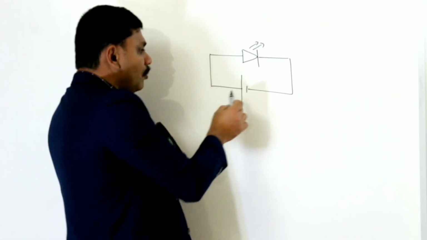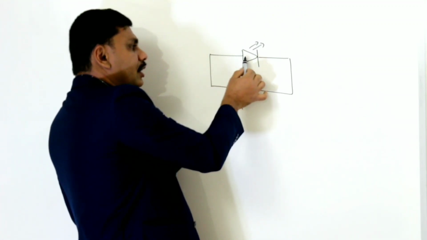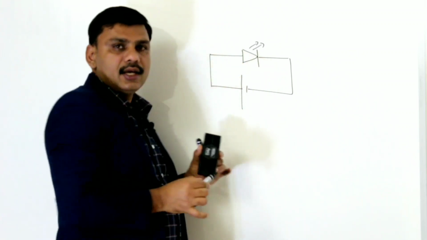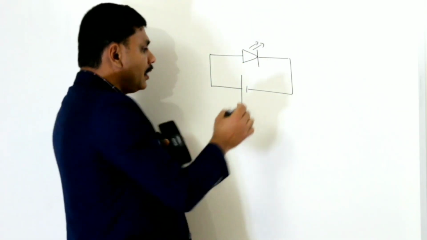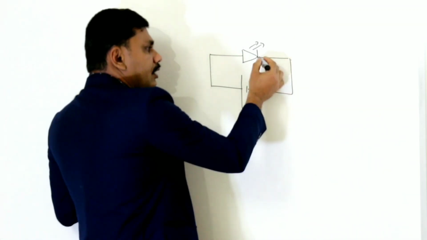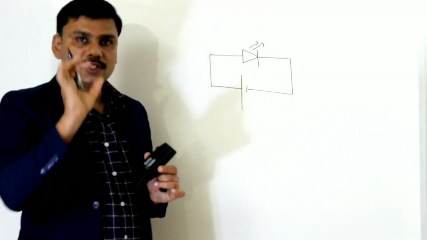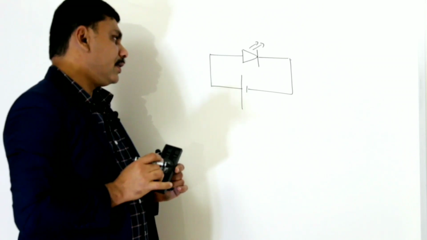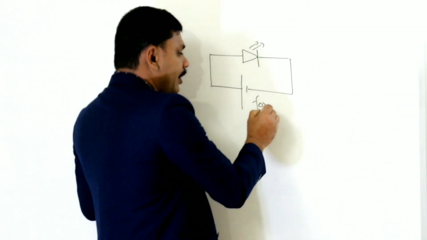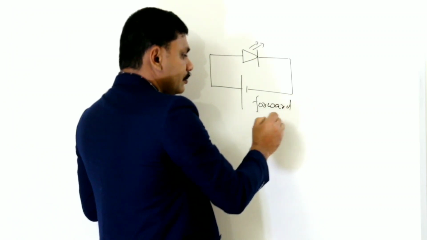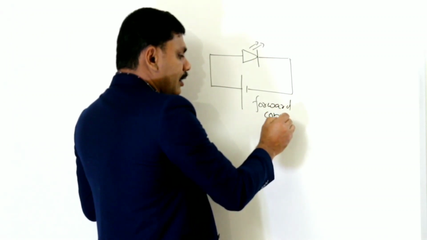That means positive of this cell is connected to the positive of the LED, that means the longer leg of the LED. Negative of this cell is connected to the negative of the LED, that is the shorter leg of the LED. Then only it will glow. This connection is known as forward connection.